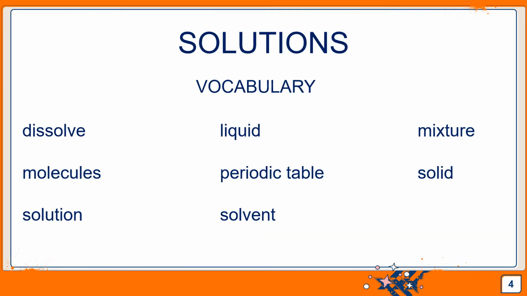Today, your vocabulary is dissolve, molecules, solution, liquid, periodic chart, solvent, mixture, and solid. I would like for you to pause the video for just a moment and look these up. Look each of these words up so that you understand just a little bit of what they mean. If you do not have someone with you to look these words up, then that's okay. We're going to go over what most of them mean. But if you do have someone with you that can help you look these words up, then take a few moments, maybe 3 or 4 minutes, to look these words up and pause the video now.